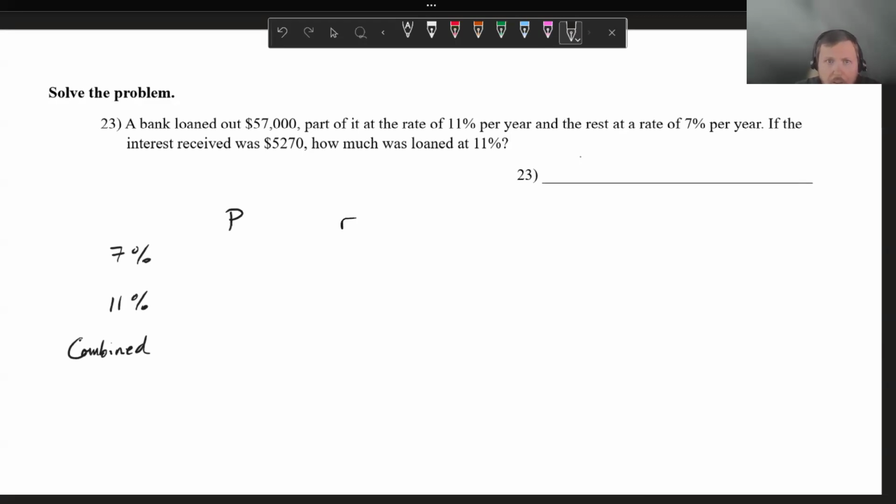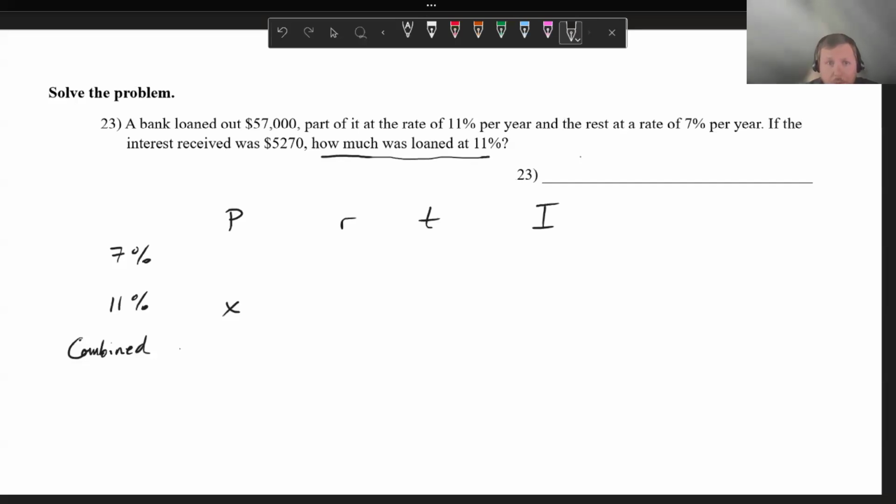So PRT, and then we're going to figure out the interest, because what we're trying to figure out is the interest on the 11% plus the interest from the 7% is going to equal the $5,270. Now, the principal, we're being asked for how much was loaned at 11%. So that's going to be my variable. I'm going to let that be X. So once I find X, I'm done.